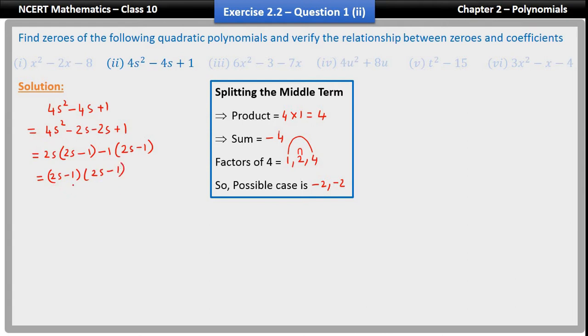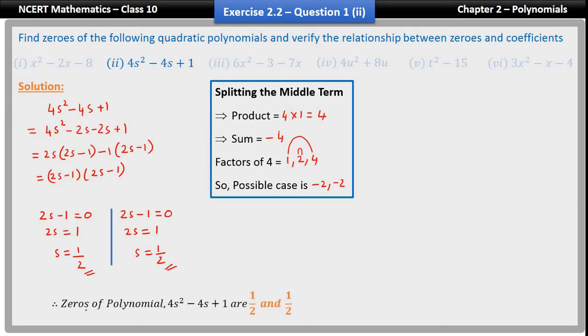So either 2s minus 1 should be equal to 0 or the other 2s minus 1 equal to 0. Both are the same, but let me write it as two different cases. 2s minus 1 equal to 0 means 2s equal to 1, or s is equal to 1 by 2. Here also 2s equal to 1, or s is equal to 1 by 2. Therefore the zeros of the polynomial 4s square minus 4s plus 1 are half and half. So we have found the zeros of the polynomial.